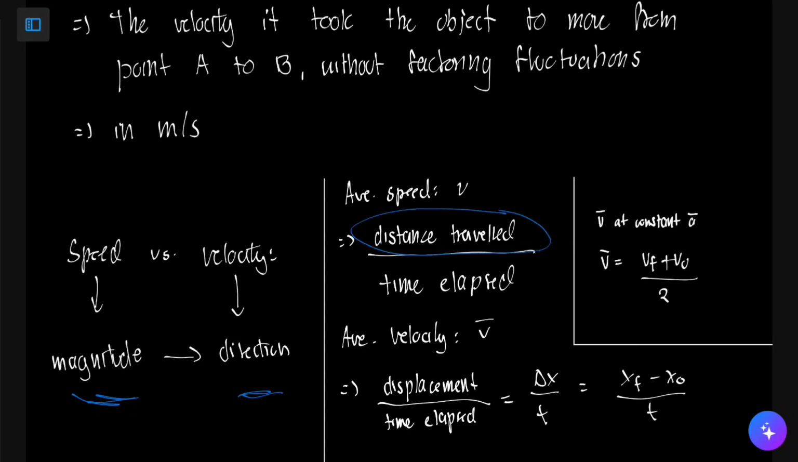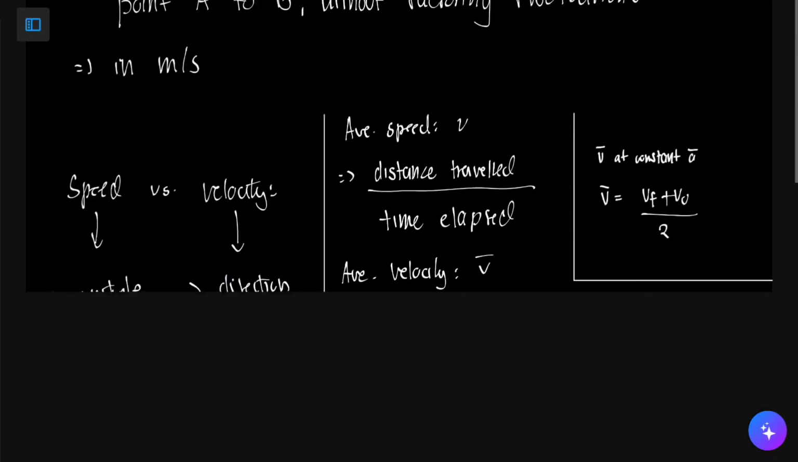While your speed is talking about the distance, your velocity is talking about the displacement, meaning the shortest path from A to B, over time elapsed. So this displacement is symbolized by delta x, so over t. You can decompose that further into your final and initial components divided by t.